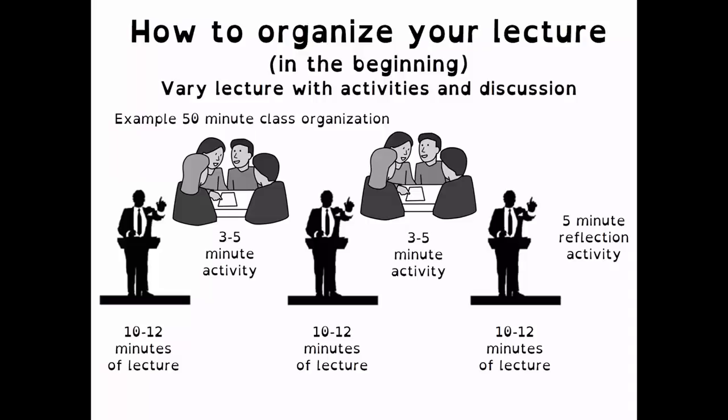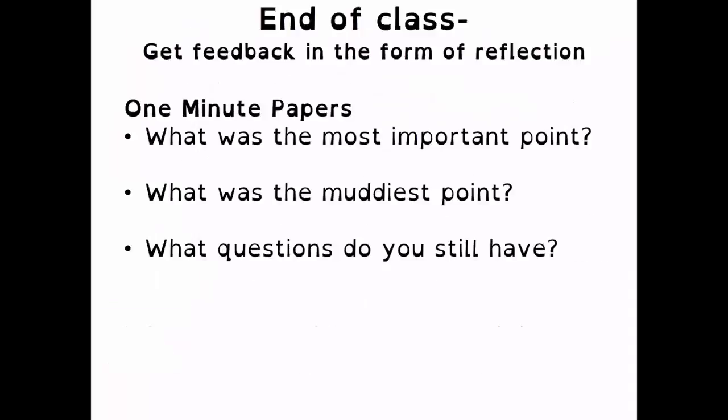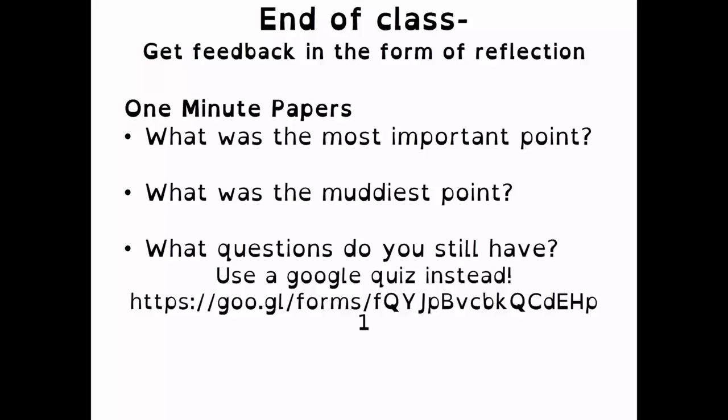At the end of the class, what's really important, and what I like to do, is a 5-minute reflection activity. I actually like 1-minute papers for this, and I ask them to write what's the most important point in this lecture, and what was the muddiest point. You can also ask what did you have trouble with, what questions do you still have. And again, you just filter through about 10% of this, and then you can go back in the next lecture and clear this up. You can also do this on a Google form.